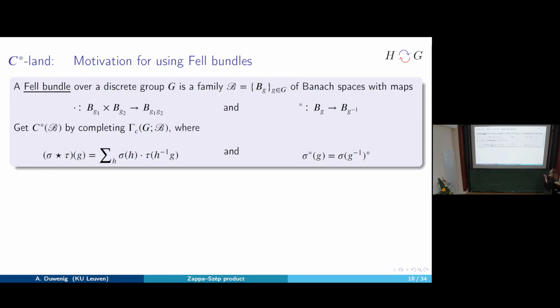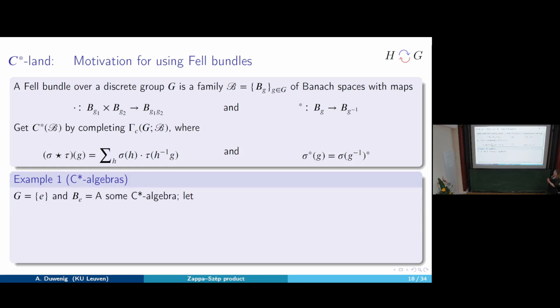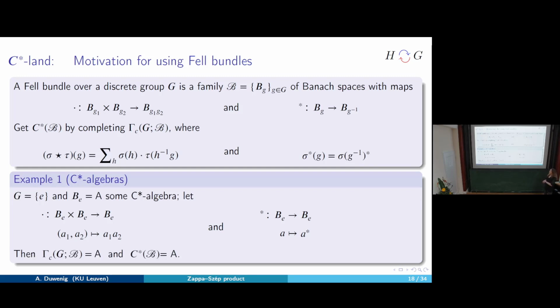Okay, so here again, the definition of a Fell bundle: we have these multiplication maps, and we have this involution map, or multiple of them actually, and we get a C-star algebra by completing the continuous sections. So let me give you some examples to show why you should care about Fell bundles. The most simplistic example: I start with a trivial group, and I just have a C-star algebra as a fiber. That's the only thing I have. I let the multiplication be the C-star algebra's multiplication, and the involution be the C-star algebra's involution. This time the sections are just the C-star algebra, and the C-star algebra that I get is just the C-star algebra I started with. Nothing interesting has happened.